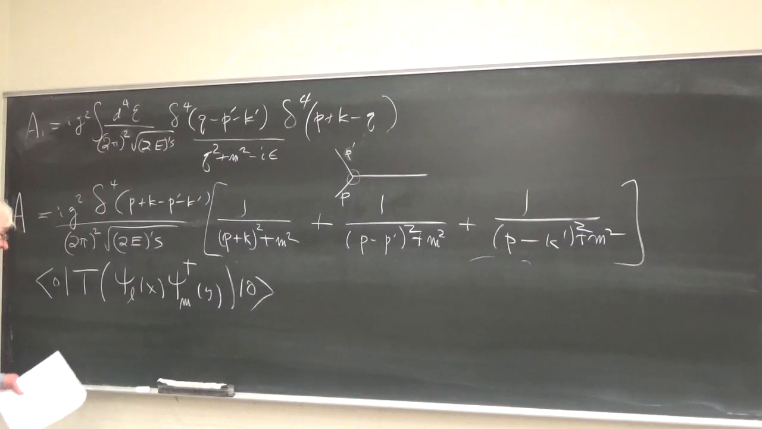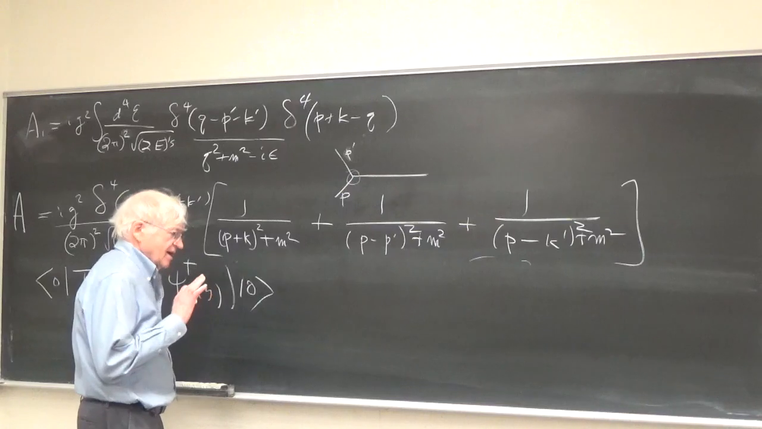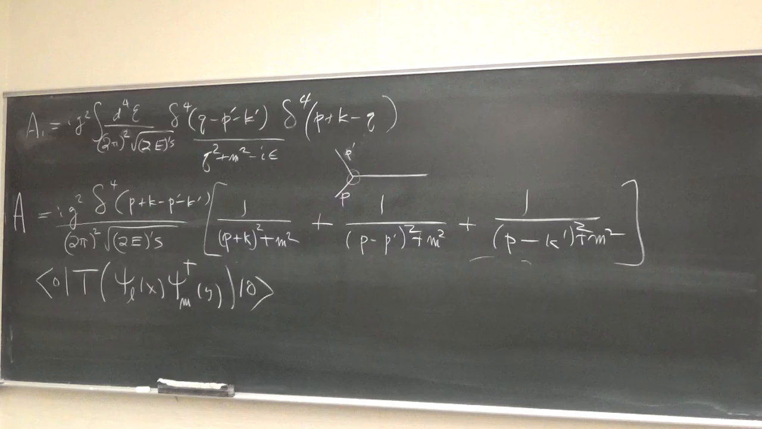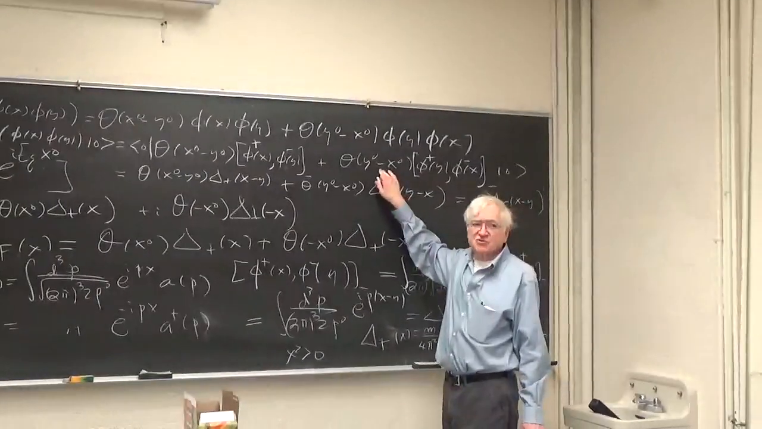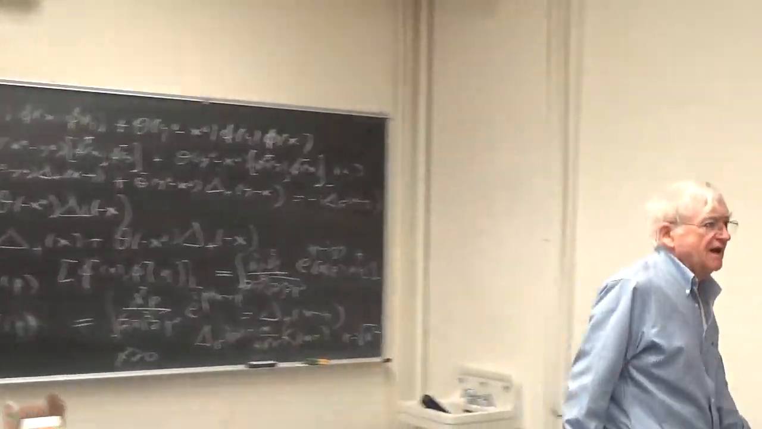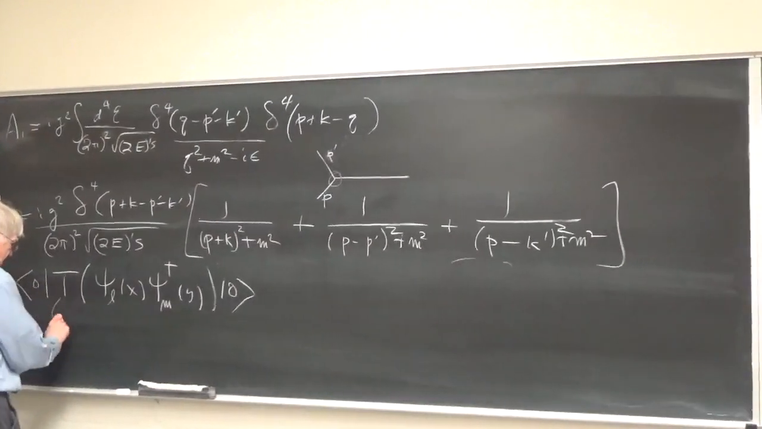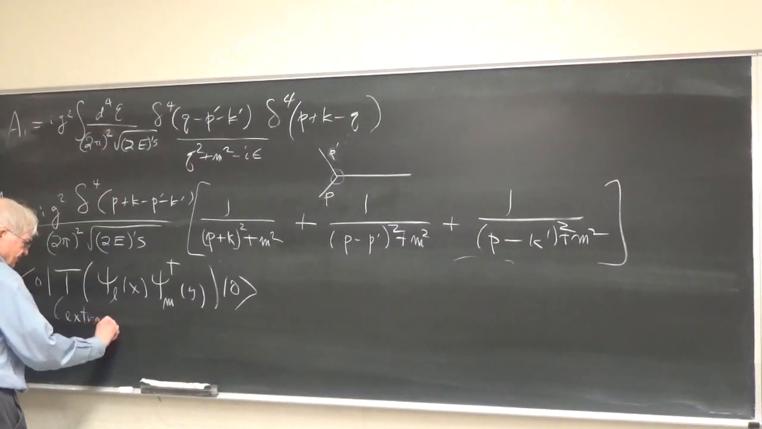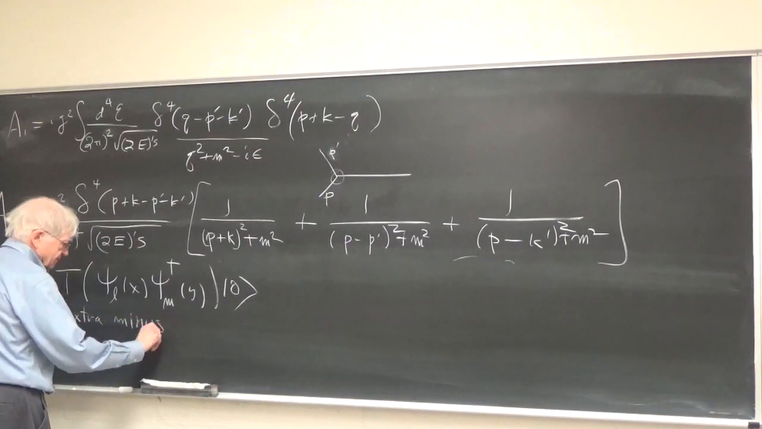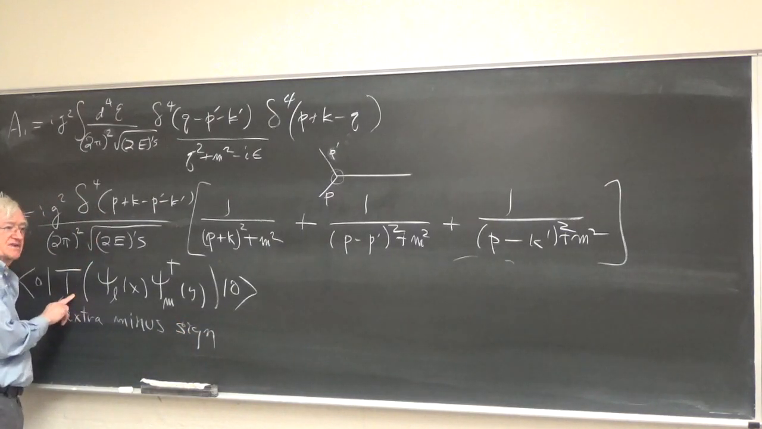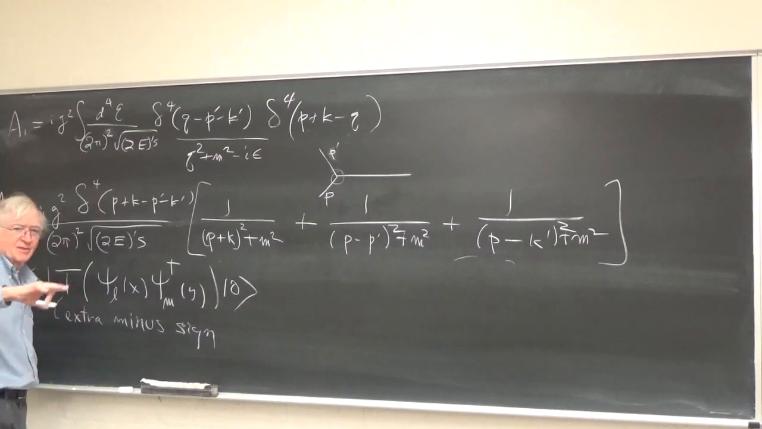And this is very much like what we went through. In other words, we're going to repeat all of these tricks, but there's one extra trick for fermions. And the extra trick is that in the definition, there's an extra minus sign. This is just in the definition of the time-ordered product. That's that mysterious minus sign that Weinberg says he'll tell you about later.